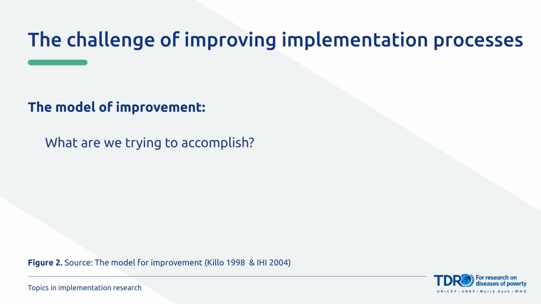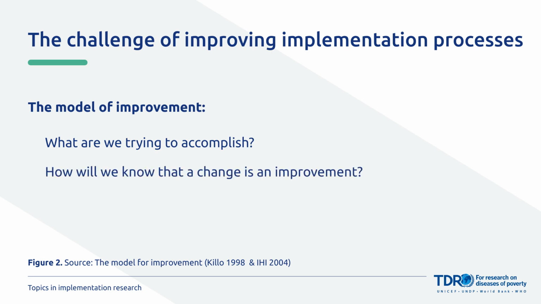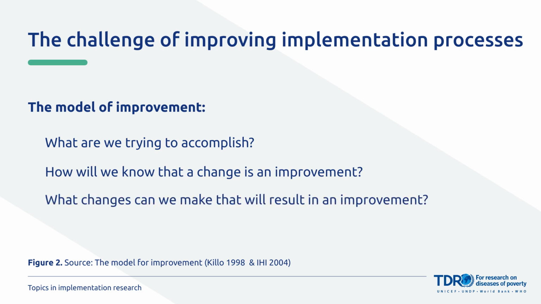What are we trying to accomplish? The aim. How will we know that a change is an improvement? The measures. And what changes can we make that will result in improvement? The changes needed. The model of improvement has 4 critical elements.